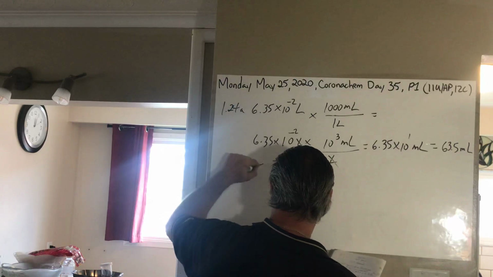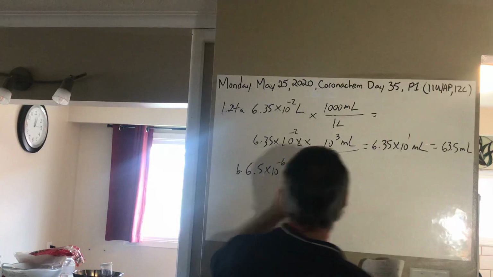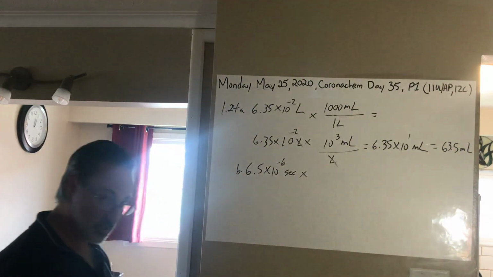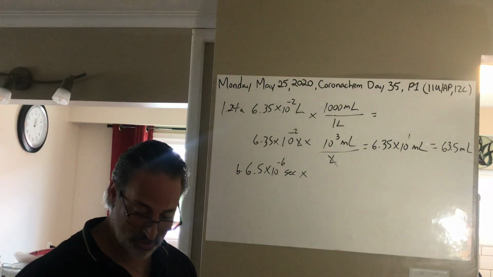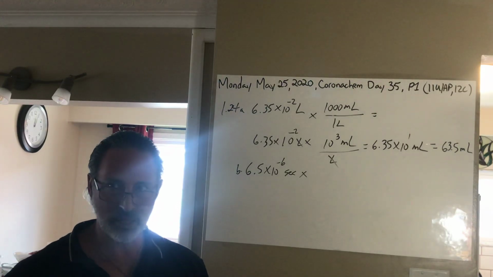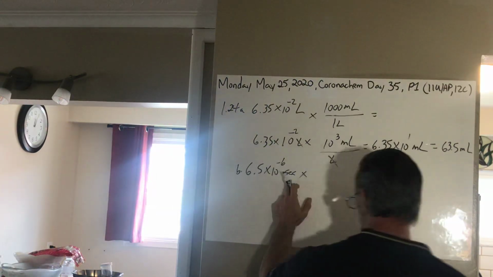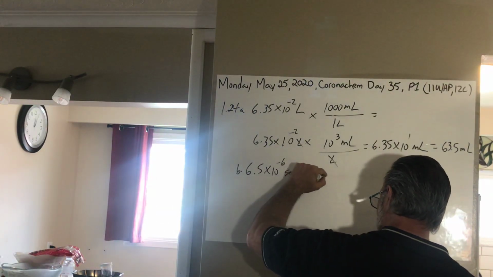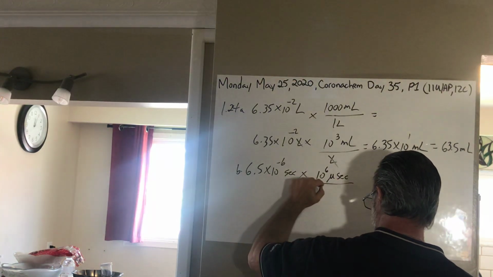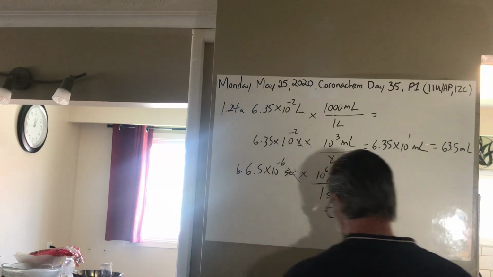6.5 times 10 to the minus 6 seconds times 1. What do they want us to turn it into? It's always good to see what the question is asking you. They want you to turn it into microseconds. Well, micro means millionth, so that means there's a million microseconds per 1 second. So what we're trying to get rid of is seconds. So we're going to put 10 to the 6 microseconds in 1 second. That allows us to get rid of seconds.